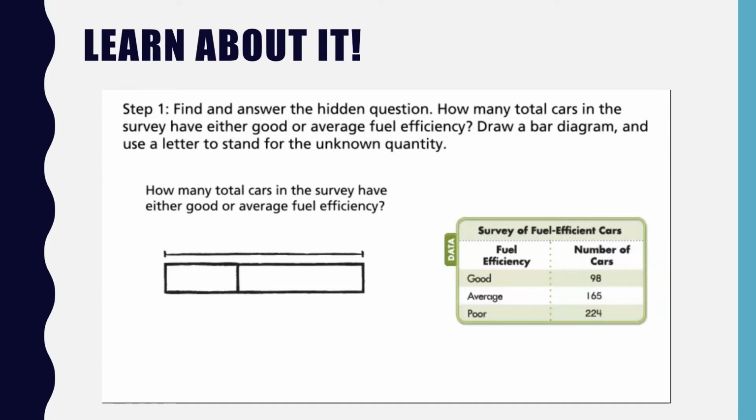Okay, so our bar diagram is going to be used to combine two things. That line at the top is going to represent a total, and these two pieces here are going to represent the pieces that we're combining. So take a look at it. What are we going to be combining right now? How many total cars have either good or average? This wasn't part of the original question, but we need to be able to find this in order to answer the next part of it.